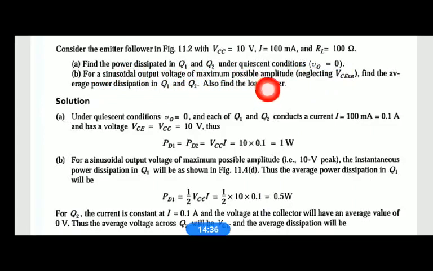Find the power dissipation in transistor Q1 and Q2 under the quiescent condition for the sinusoidal output voltage of maximum possible amplitude. Find the average power dissipation in Q1 and Q2.